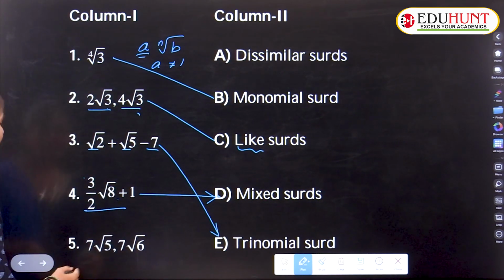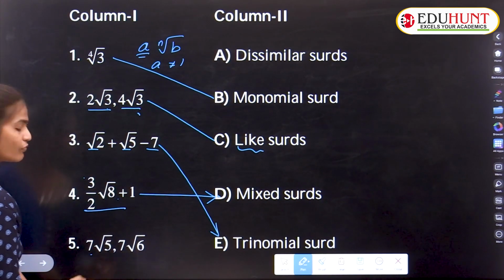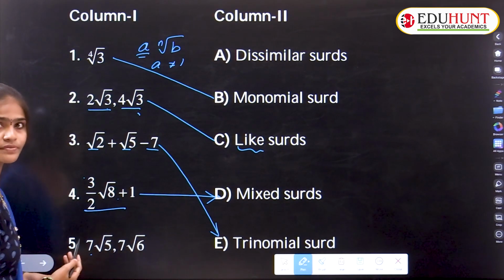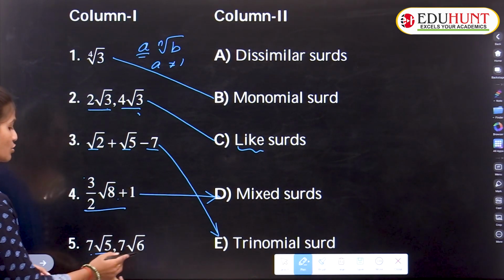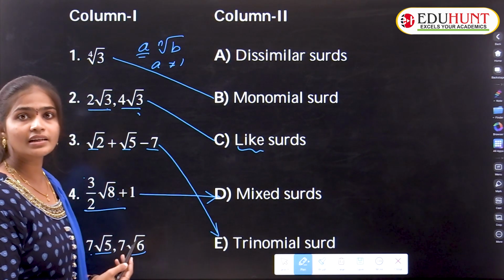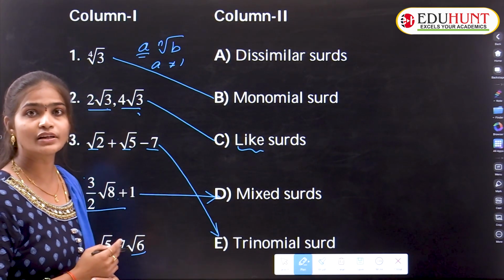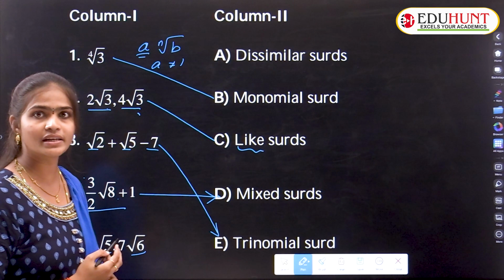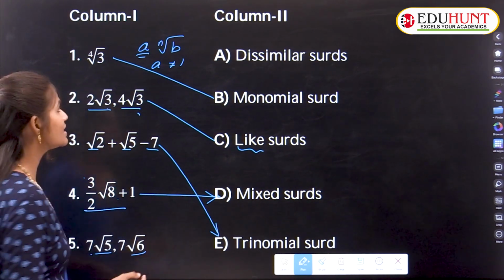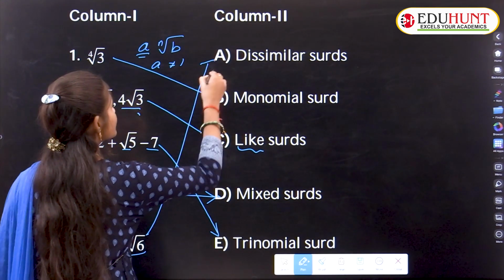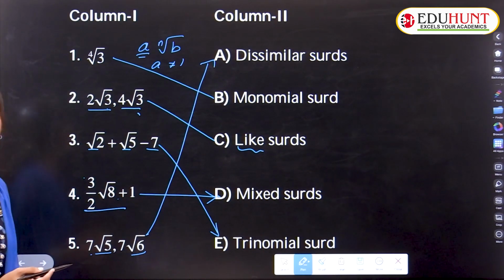Is it clear? Next, 7 into square root of 5 and here 7 into square root of 6. While observing these two irrational parts, we have two different surds given, two different irrational parts given. So that's why we will take this one as dissimilar surds. Okay, this is that matching.